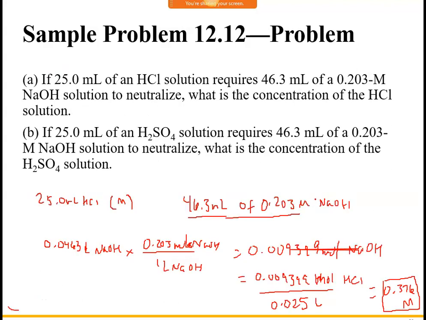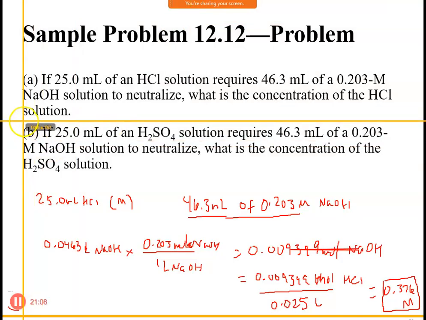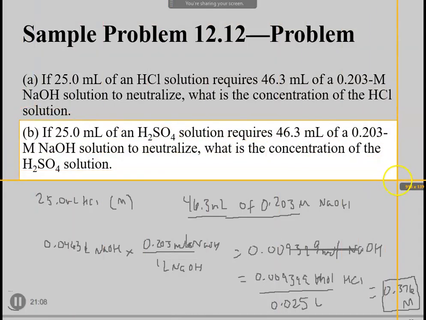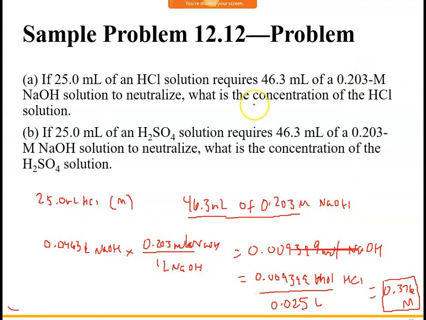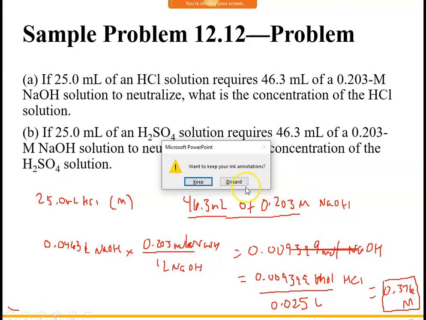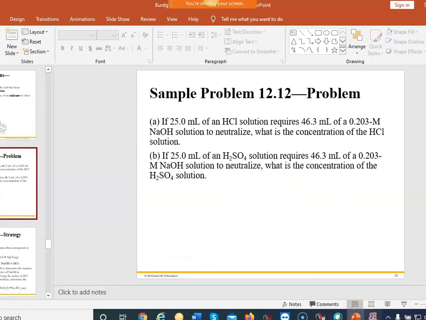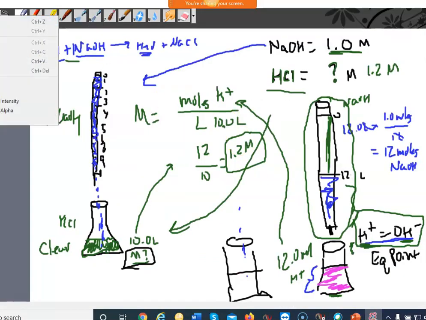Okay? Questions on that? I want to do the next one because it's a little different. I'm going to do it on the other board. That's basically how you do them. You are using information from the titration in order to find the information of your acid.